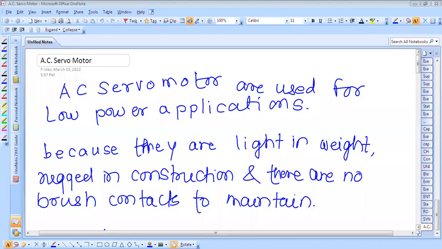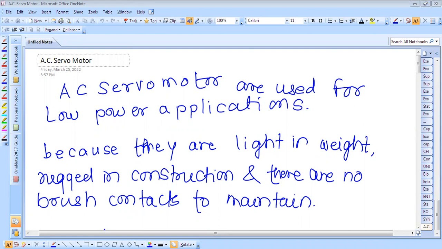Good morning, students. Today we will discuss the A.C. servo motor. It is one of the control system components. A.C. servo motors are used for low power applications because they are light in weight, rugged in construction, and there are no brush contacts to maintain.